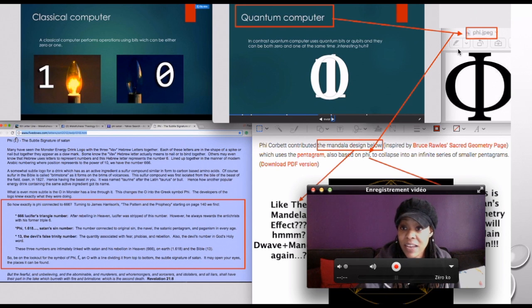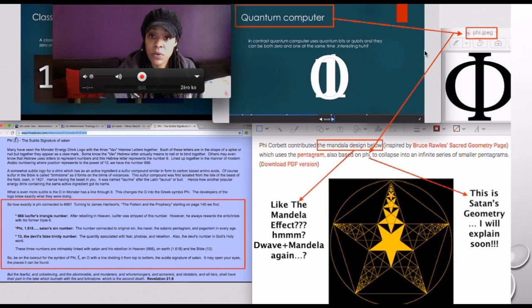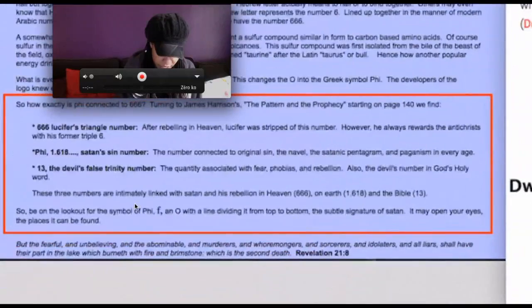Right here, phi. Look at that symbol, it is the same as this in essence. So then it was not a far jump to go from, well, let's read this part right here, because this is from the book that we've been talking about in this series. So how exactly is phi connected to 666?